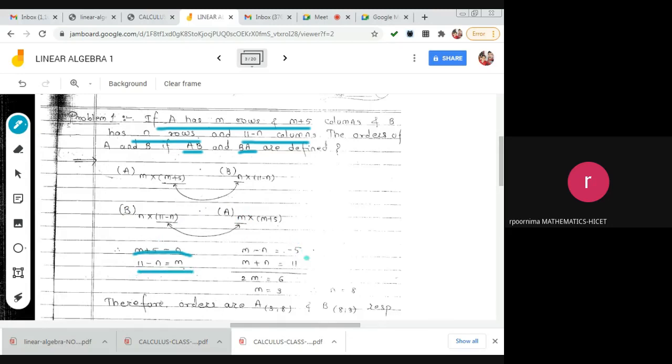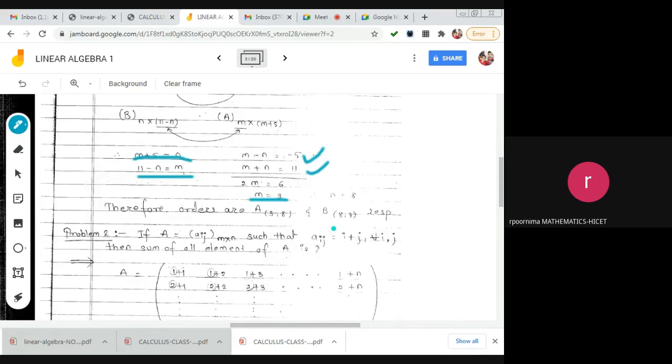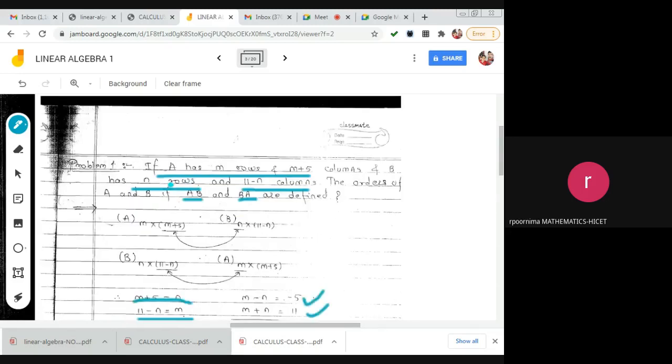Okay. Now we just solve both the equations to get the values of m and n. Okay, normal solving method. So therefore the order of the matrix A is m by n, then B is n by m. Okay, so 3 comma 8 and 8 comma 3 respectively. This is the answer of this one.